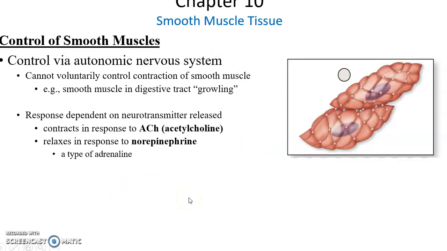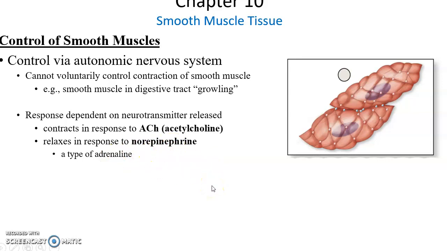All right, smooth muscle tissue is controlled by the autonomic nervous system. It's involuntarily controlled. We do not consciously have to make our intestines contract or our stomach to contract or our blood vessels to contract. And it responds to a neurotransmitter. Surprise, surprise, it's acetylcholine. So these smooth muscle tissues will contract in response to acetylcholine being released. And also, they will relax in response to norepinephrine, the type of adrenaline being released.